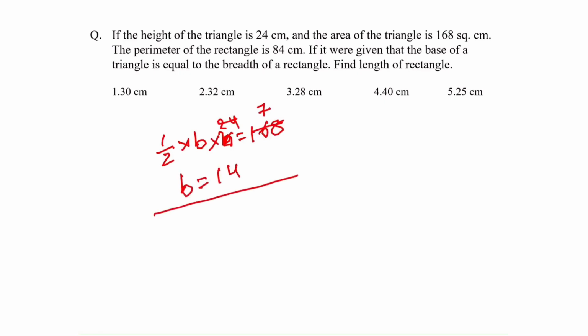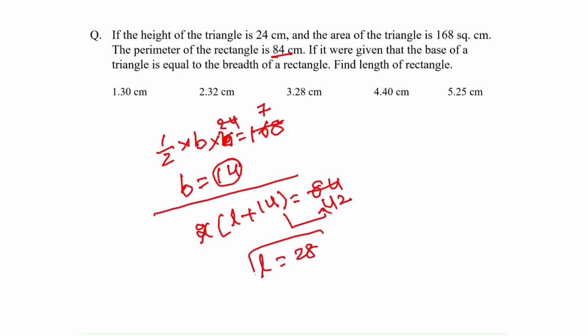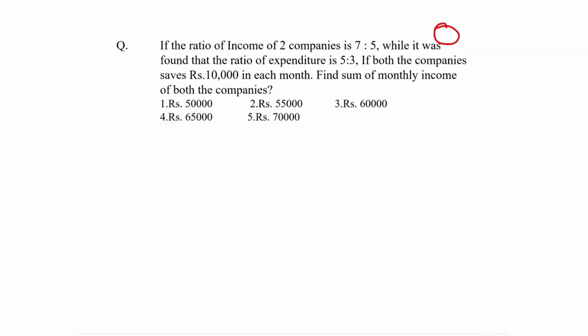Next the perimeter of the rectangle is also given, 84. 2 of length plus breadth, where breadth is equal to the base of the triangle. So if we take breadth as 14, the total perimeter is 84. To the right side 42, times cancel. 14 on the right side, the length is equal to 28 centimeter. The third option is the correct one. Now the ratio of income of two companies is 7:5.